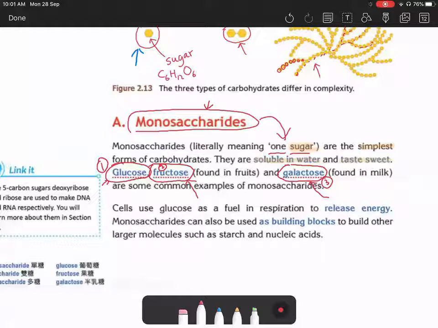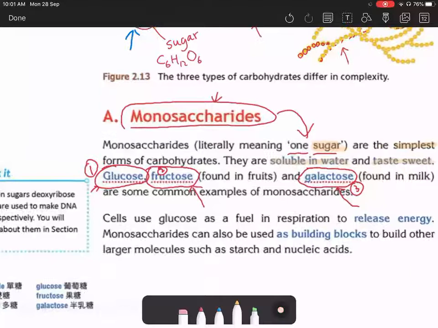Can you find out the similarities in these three examples? They all end in OSE? Exactly, thank you, good. Okay, they all end with OSE, can you see? When the word ends with OSE, most probably it is a sugar. It is a sugar, okay?